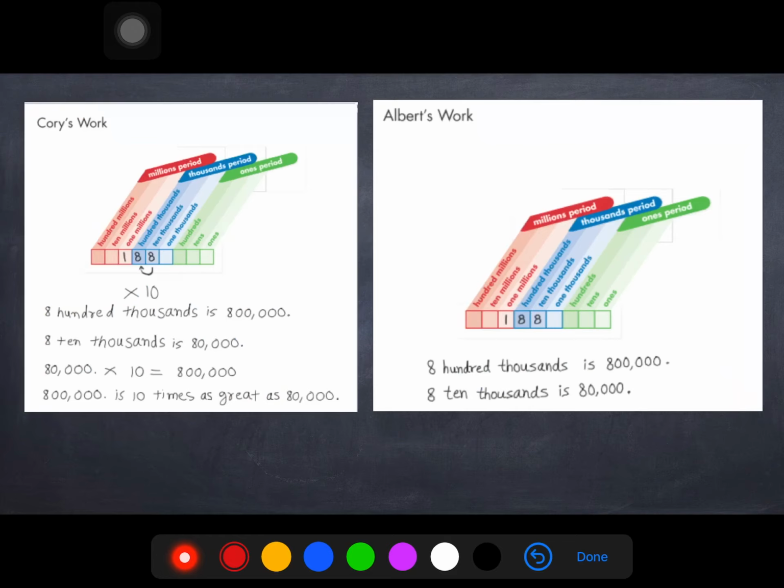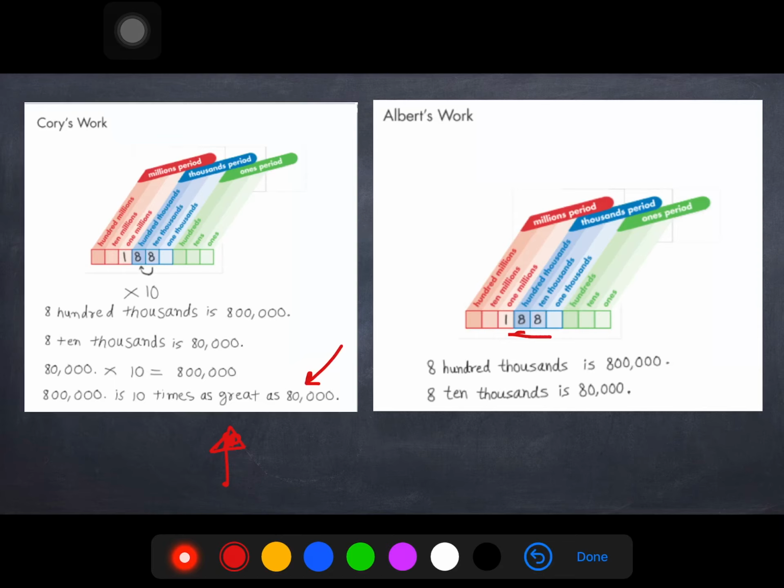Let's look at some friends' work and see how they solved. I have Corey and Albert. What do you think of their work? Take a moment to just look at them compared to what we just solved. Do you have one you like better? I agree. Corey's work is much better because he answered the second part of the problem, the how are they related. Albert did not. They just filled in this.